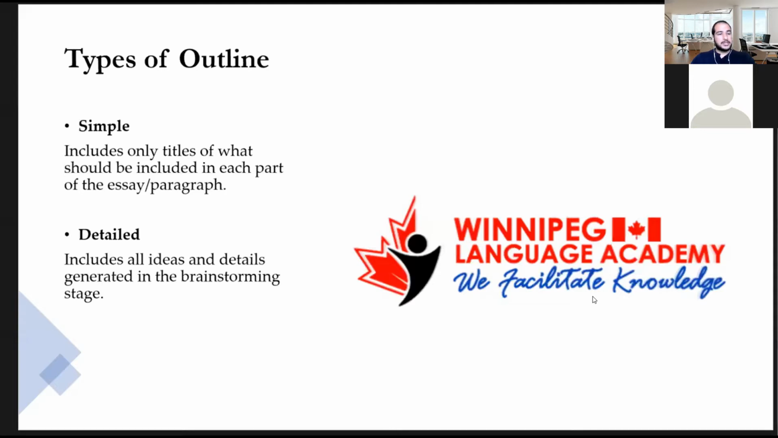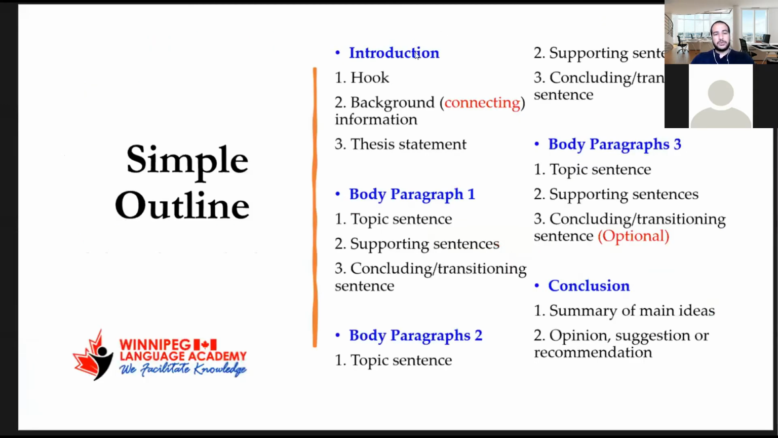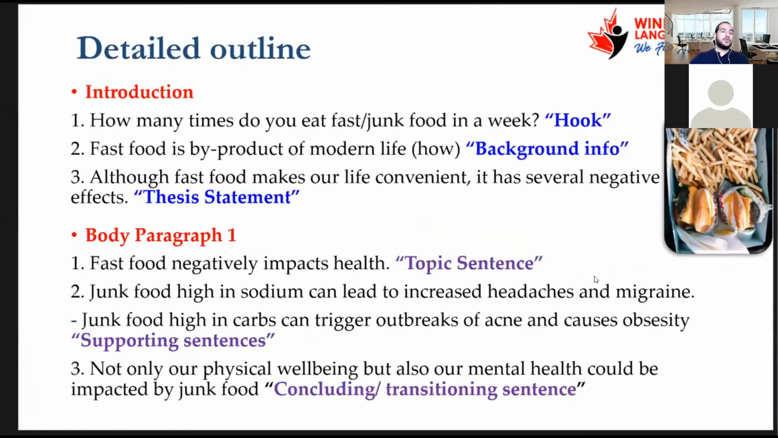So for the outlines, we mentioned that there are two types of outlines, simple outline and detailed outline. And we gave an example of a simple outline, which is introduction, body paragraph 1, body paragraph 2, body paragraph 3, and conclusion. And we mentioned in the detailed that we need to write these down. So what's the hook? You write it down. The background information, you write them down.